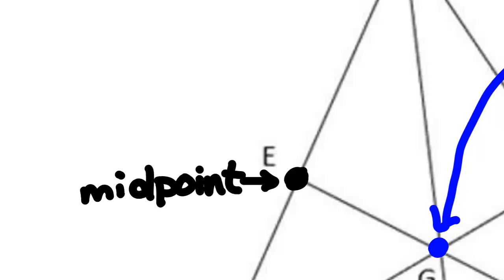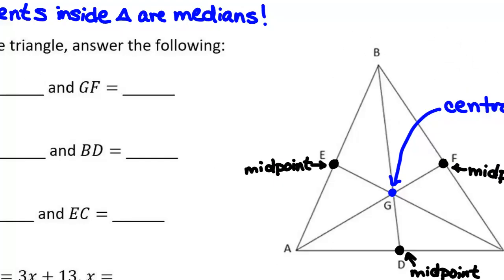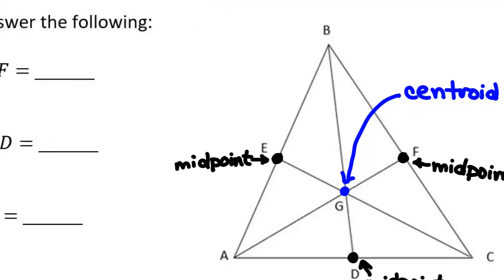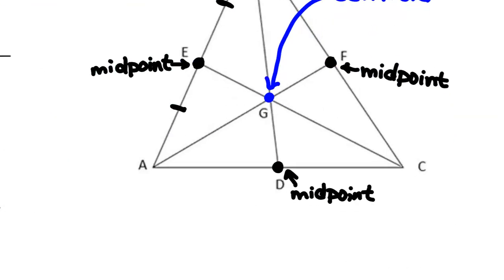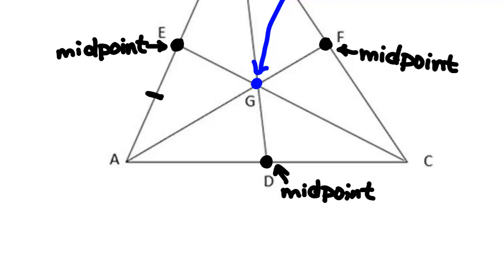Well, if point E is a midpoint, what does that mean about AE and BE? If E is a midpoint, what's true about AE and BE? They're congruent, so I'm going to mark them as congruent. If D is the midpoint on the bottom, what does that mean about AD and CD? They're congruent. We're going to go in and mark this on all of these.